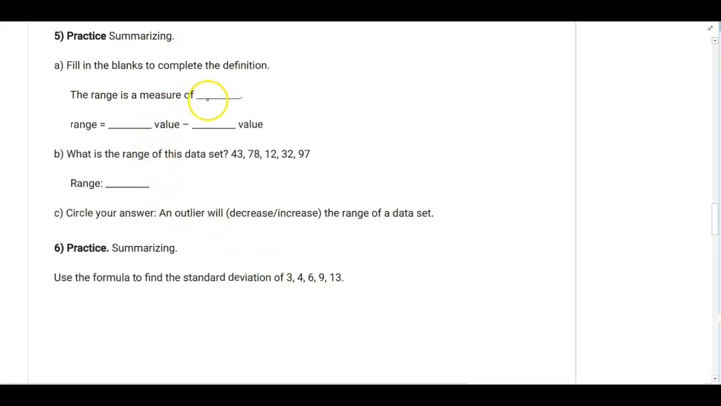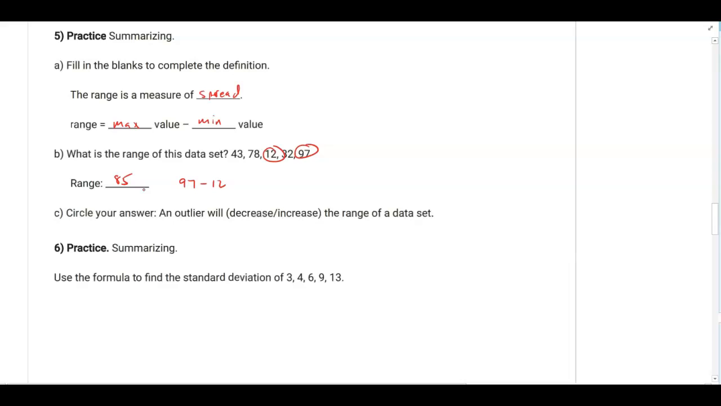So the range is a measure of spread. Okay? And that equals the maximum value minus the minimum value. So when we go to look at this range of data, we're basically taking the highest piece of data, which is 97, and subtracting the lowest piece of data, which is 12, which would give me a range of 85.